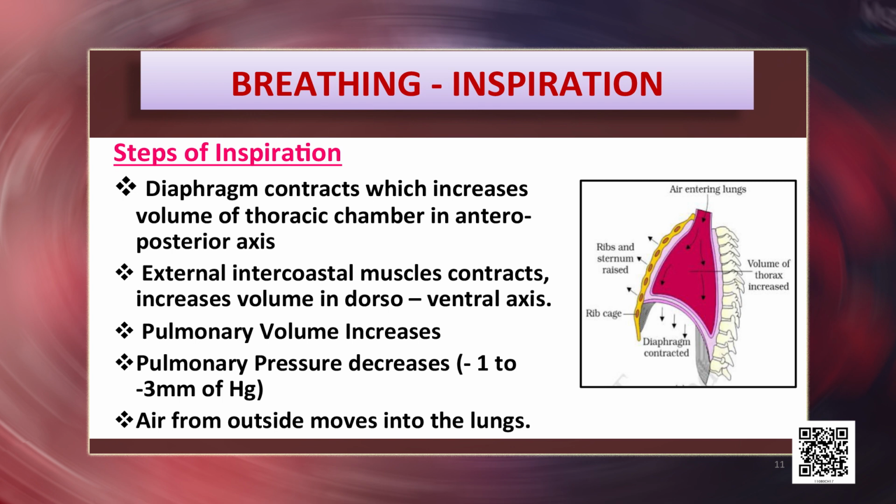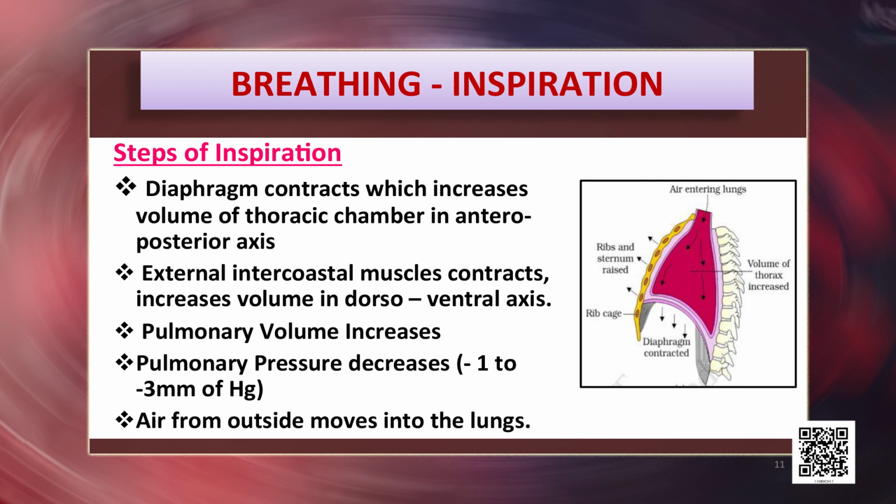During inspiration, the diaphragm contracts, due to which it becomes flat, thus increasing the volume of the thoracic cavity in length, that is, the antero-posterior axis. External intercostal muscles are present between the rib bones. These muscles contract and pull the ribs and sternum upward and outward, that is, in the dorsoventral axis. This increases the volume of the thoracic cavity.